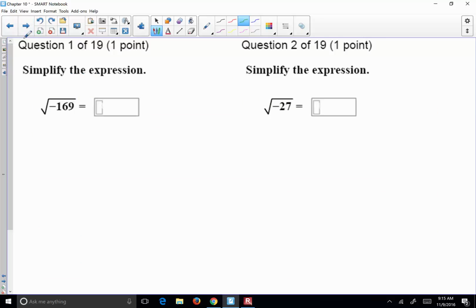Alright, let's start computing some square roots, well-known square roots we've been dealing with before. What is the square root of minus 169?